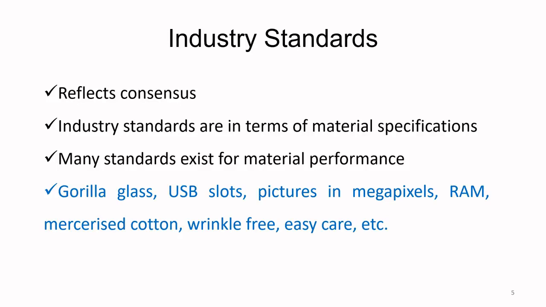And if you take any cell phone, everyone wants to find out what pictures it can take and what is the maximum number of megapixels in which this mobile phone can click pictures. If you talk about your laptop, the first thing that people ask is, what is the RAM, which is the speed, random access memory. Then we have a standard in, let's say, an example from textile and clothing.